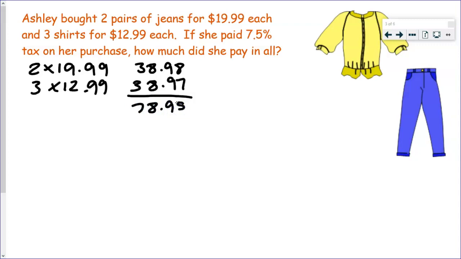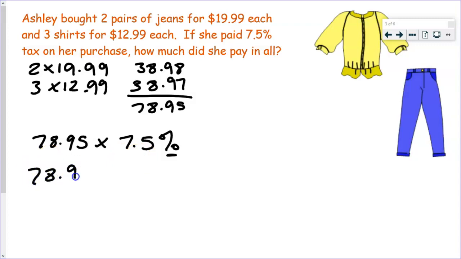Alright. So we've got our total. So we're going to take 78.95 and we're going to take 7.5% tax because that's what was in the question. Now this is a percent, so going back to previous lessons, we need to change that into a decimal. So 78.95, and to do that we divide by 100, will get us 0.075. Punch that in on your calculator and you'll get 5.92.